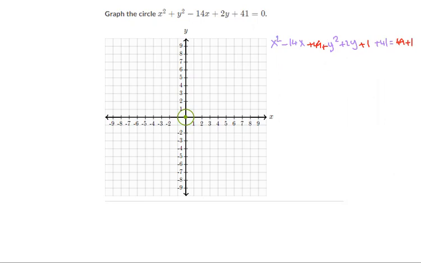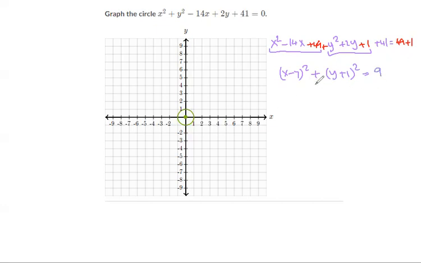Now the first three terms with the x's are the same as x minus 7 squared. So x is just the square root of this, and minus 7 is just half of the -14. And then these three terms are y plus 1 squared. And then I have 41 right here. That's going to be 50. If you subtract 41, you will get 9.